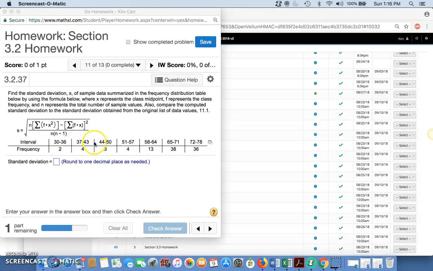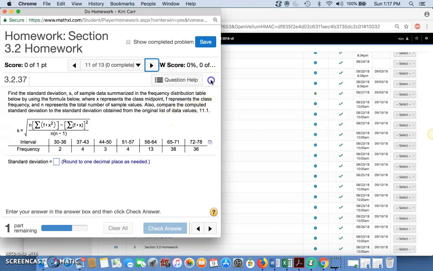Okay, this problem says find the standard deviation S of the sample data summarized in the frequency distribution table below by using the formula, which you don't have to use. I'm going to do it with StatCrunch, where X represents the class midpoints, F represents the class frequency, and N represents the total number of sample values. Also, compare the computed standard deviation to the standard deviation obtained from the original list of data values.